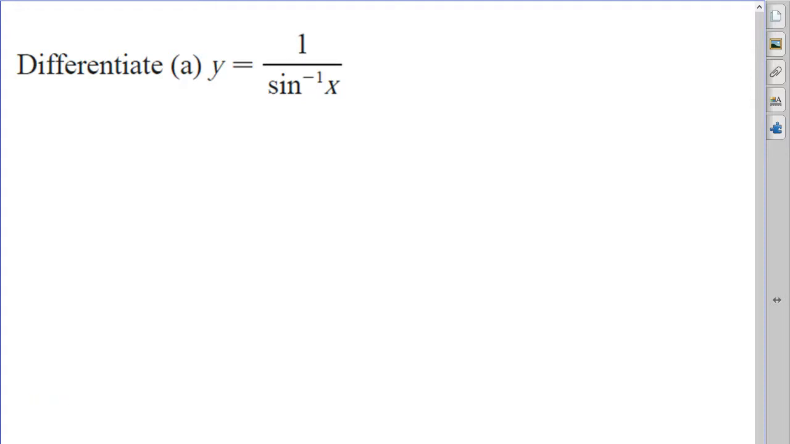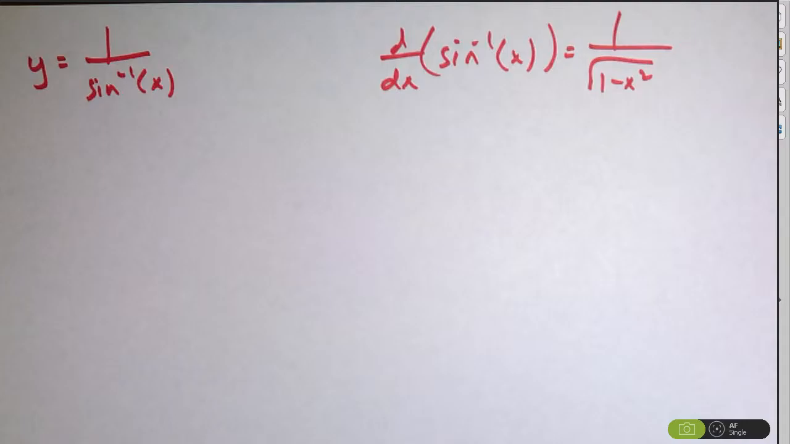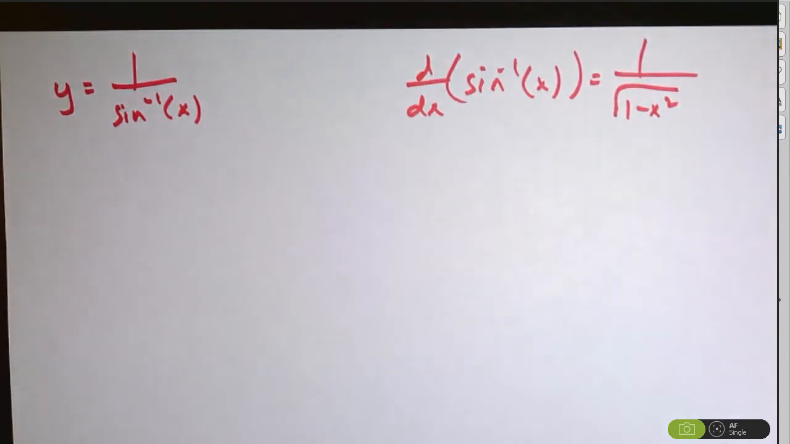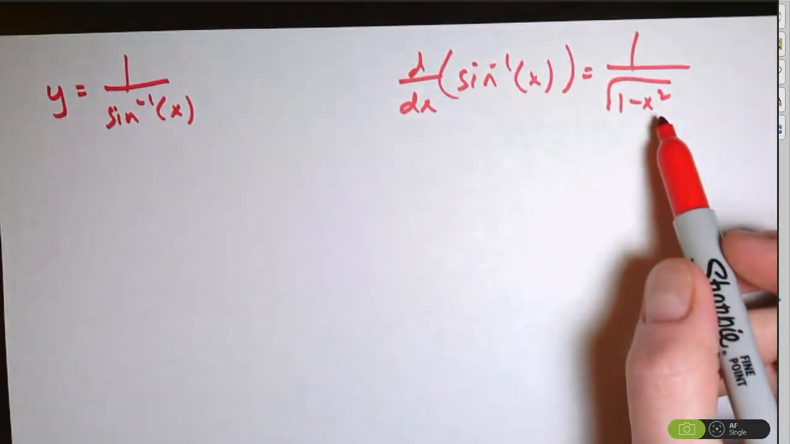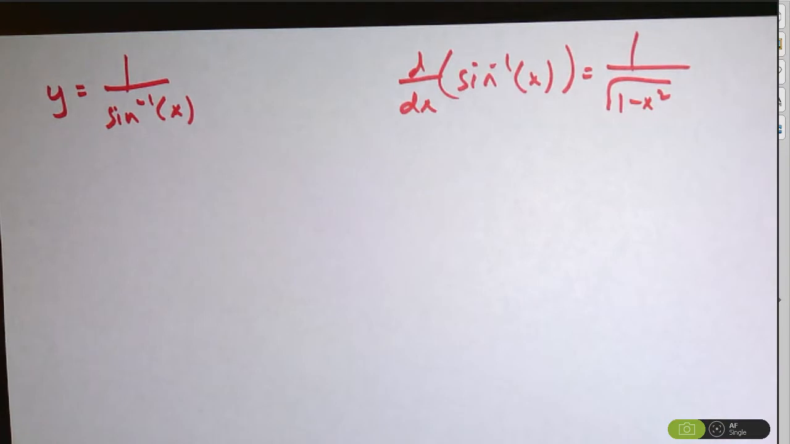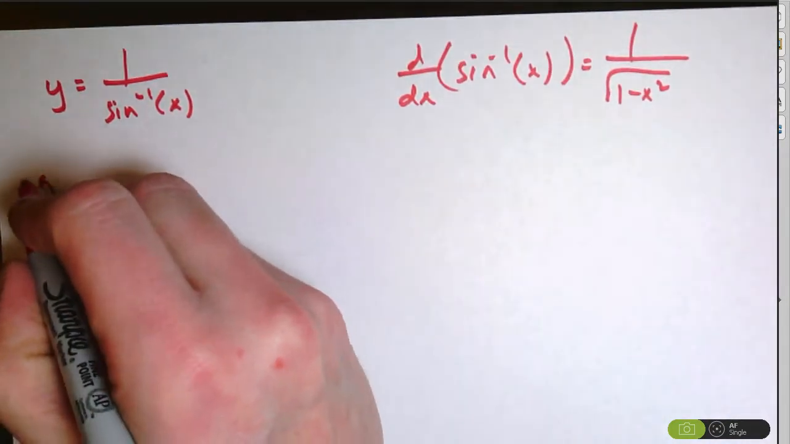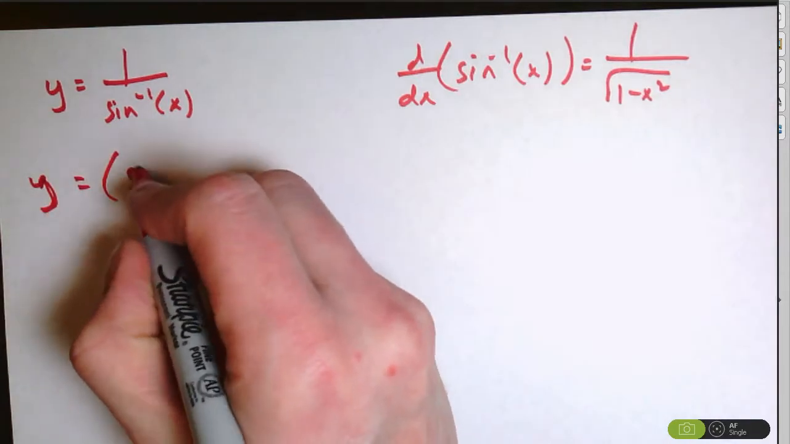Okay, so here are a few examples using inverse trig functions with derivatives. Here's the first one: y equals 1 over inverse sine of x. This is the derivative of inverse sine of x. It's up to you. You could do quotient, but I think the easiest way for this one, honestly, is just to rewrite it as y equals. And I know it looks kind of funky.